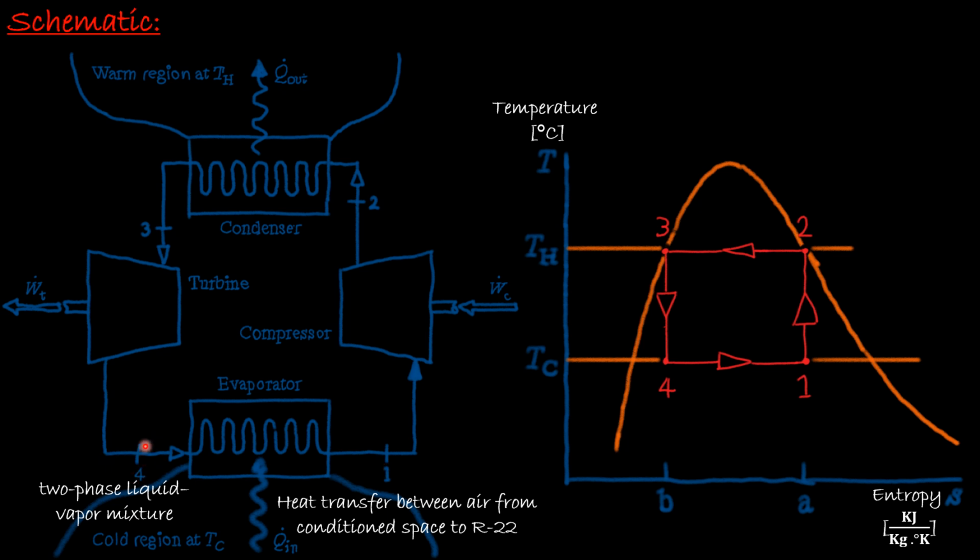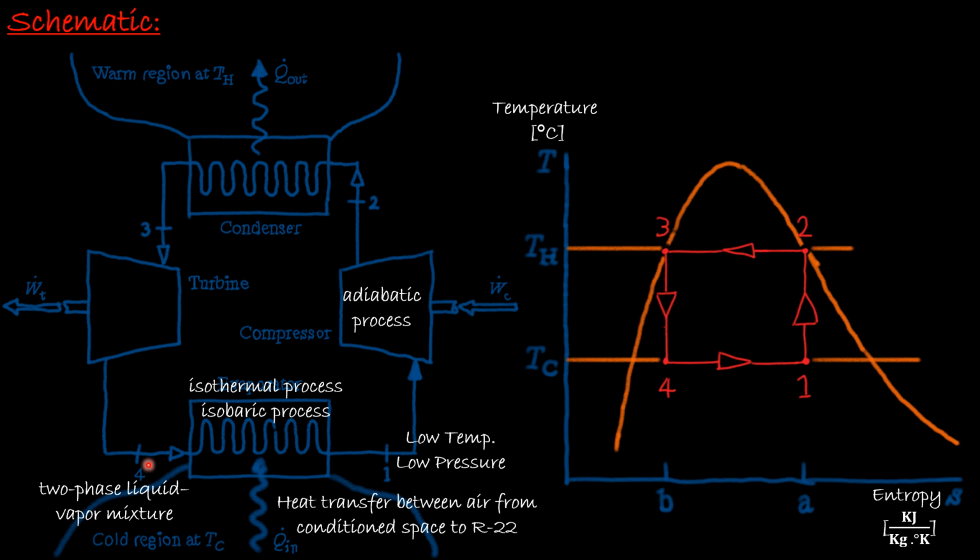The working fluid at state 4 enters as a two-phase liquid-vapor mixture at a low pressure and low temperature, and leaves at low pressure, low temperature. And again, the process from state 4 to state 1 is an isothermal, isobaric process.